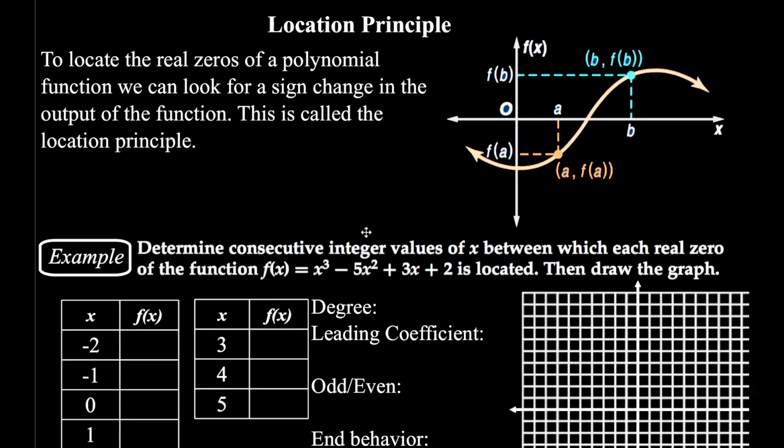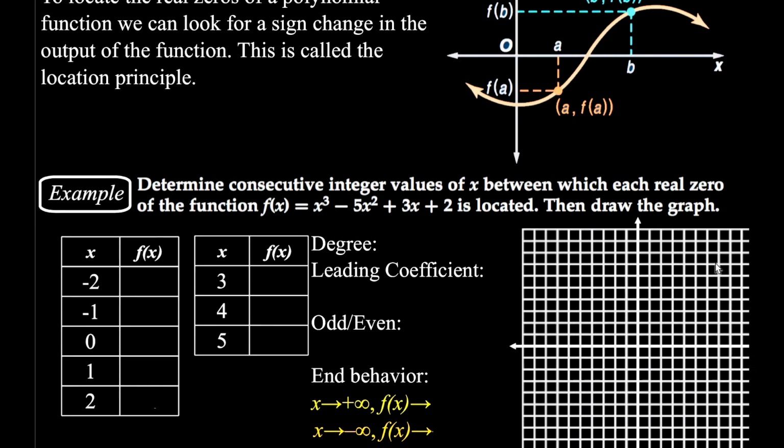The location principle helps us to find where the real zeros occur for a polynomial function. And we've talked about this, but we just haven't labeled it as the location principle. And basically what we're looking for is a sign change. When the y variable goes from a negative to a positive value, when it crosses the x-axis, we know there is a real zero in between those two x values. So let's look at that in action. What does that look like in a problem?